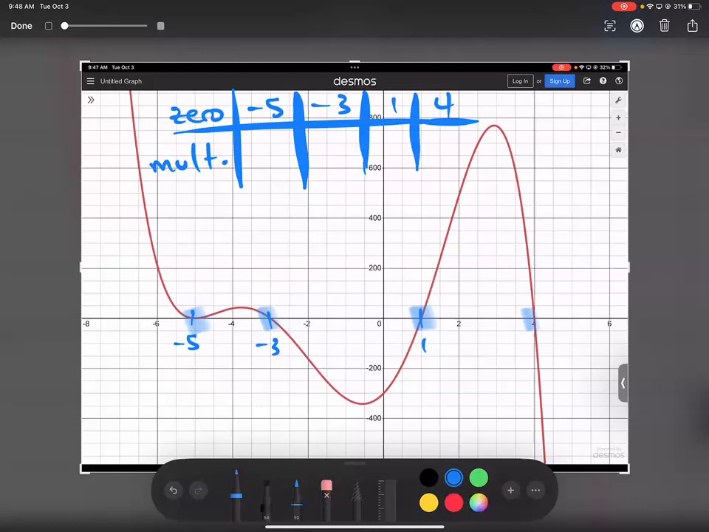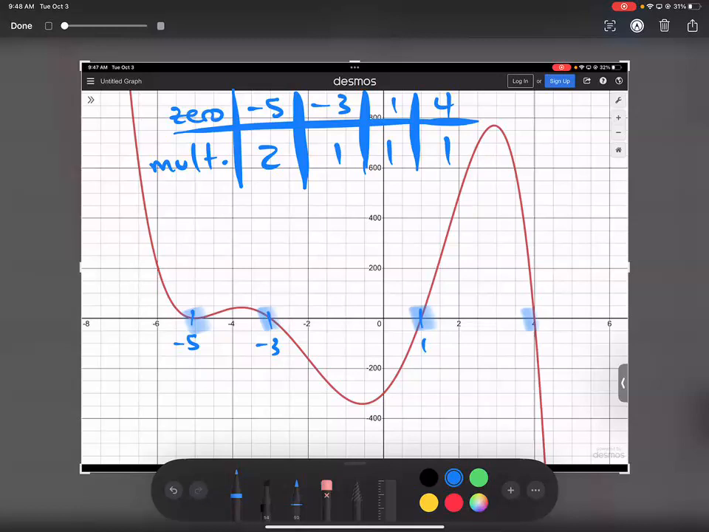What happens at -5? It bounces off. It bounces off, which means the multiplicity's got to be even. If I'm assuming it's as small as possible, that would mean 2. Okay, -3 goes through, so 1. At 1 it goes through, and at 4 it goes through, so 1. Okay, so just by the behavior, what happens there, right?